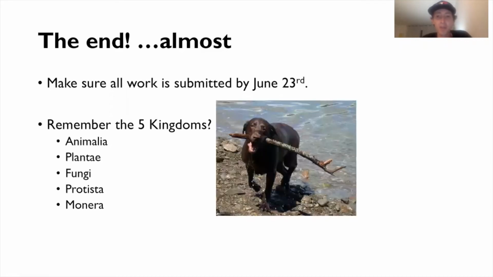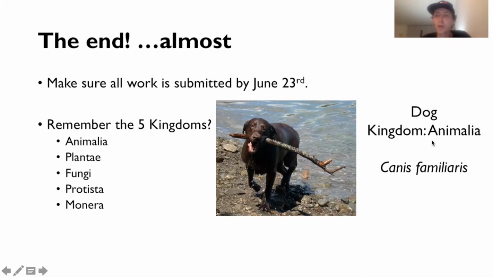Let me give you an example. Here is a picture of my dog. I'm not going to go through the kingdom, phylum, class, order. I'm not going to give you all of those. Let's just point out that kingdom is Animalia. In English, we would just call this a dog. And this is the Latin name. Remember, the Latin name is the genus and the species.